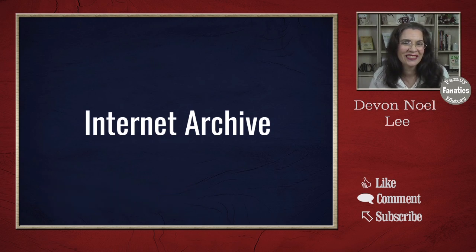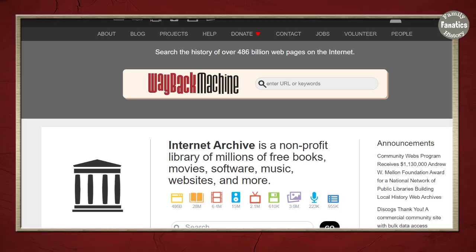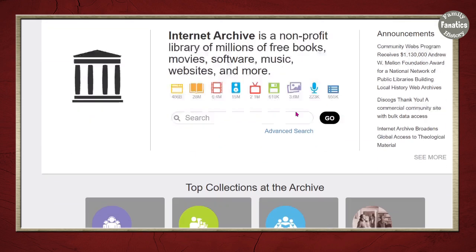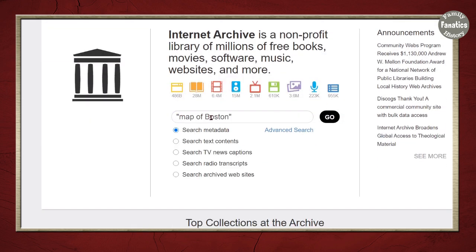So on the Internet Archive, you don't want to use this URL box. That is for a website archive. Instead, you want to come down here and type in quotes, "map of," and the location you're looking for. Click go.